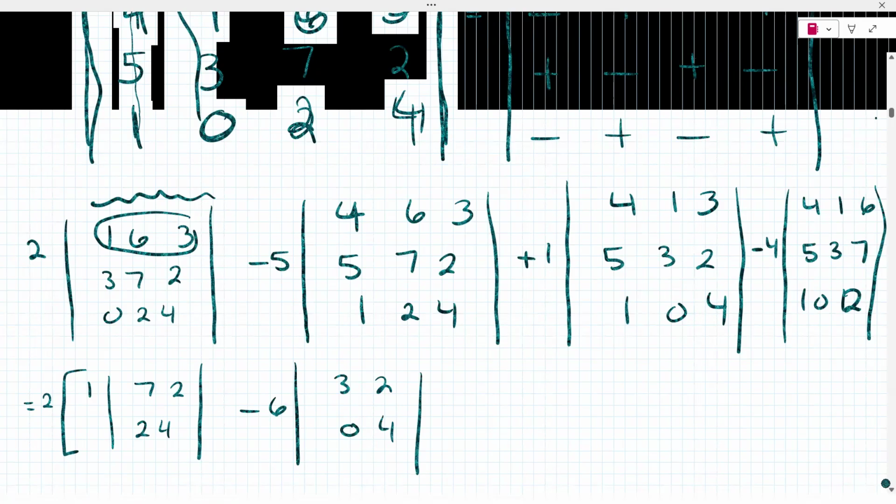If you need to pause the video, it's fine because I am going a bit fast. And then 3. This symbol is a positive 3 because of the cofactor. It's +3. And then ignore the row and column with 3 so that you're left with 3, 7, 0, 2.